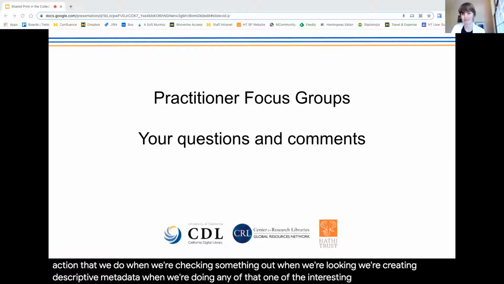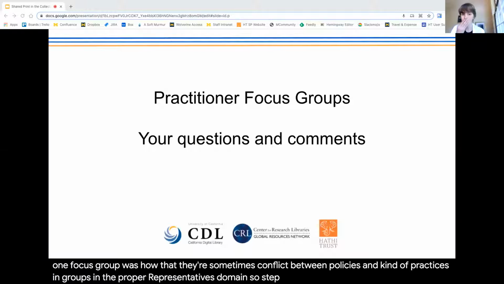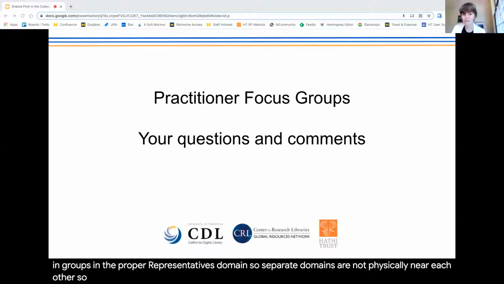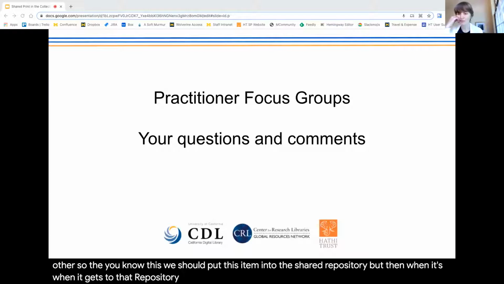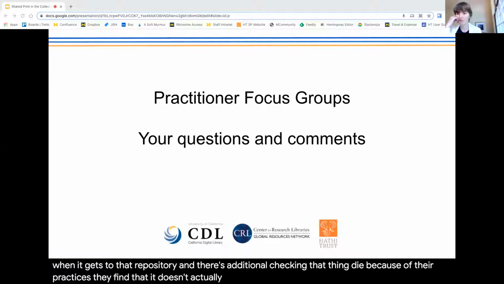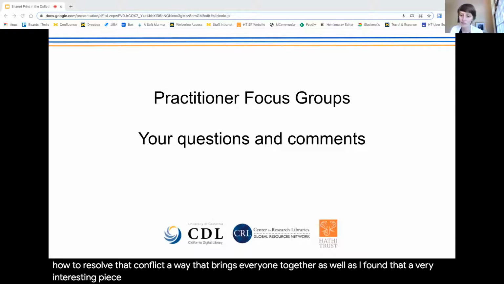But one of the interesting things that came out of one focus group was that there's sometimes conflict between policies and practices when groups in those separate domains are not physically near each other. There could be a policy that we should put this item into the shared repository, but then when it gets to that repository and additional checking is done because of their practices, they find that it doesn't actually fit the overall policy. So there's some conflict there, and how to resolve that in a smooth way that brings everyone together was a very interesting piece of one of the discussions.